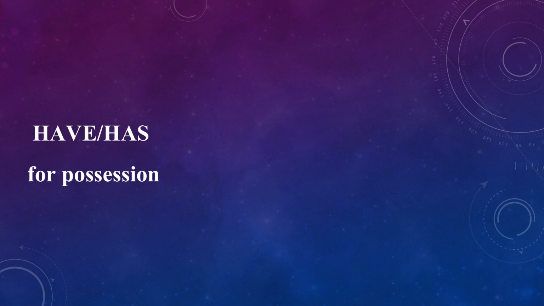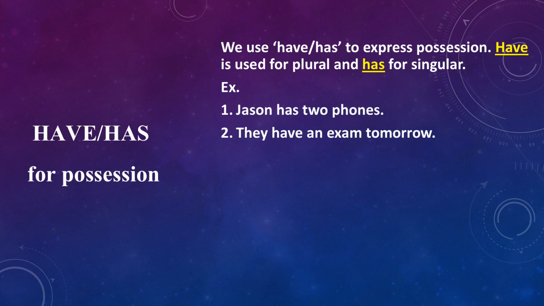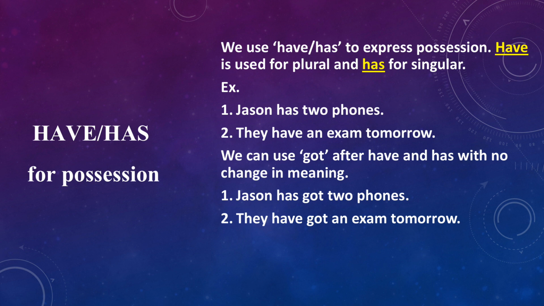Have and has for possession. We use have and has to express possession. Have is used for the plural and has for singular. Examples? We can say Jason has 2 phones or they have an exam tomorrow. We can use got after the verbs have and has with no change in meaning. Repeating the same sentences, we can say Jason has got 2 phones or they have got an exam tomorrow.